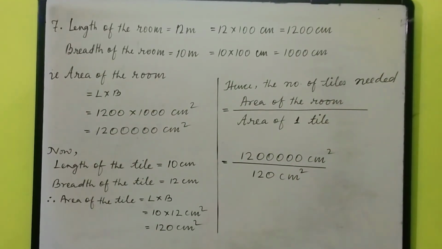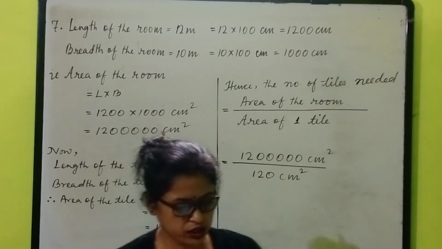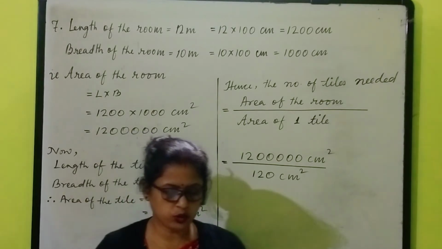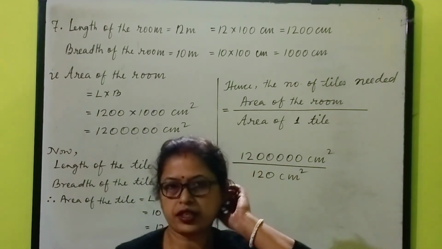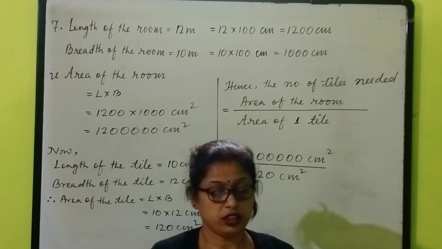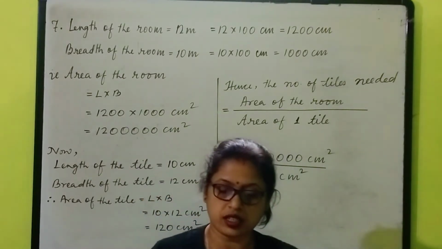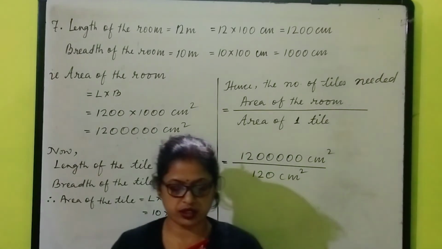Now see the last question of the exercise. What is the last question you see? Very easy. A room is 12 meter by 10 meter, meaning the length and breadth of the room. Now, the room has to be tiled using tiles of size 10 centimeter by 12 centimeter.